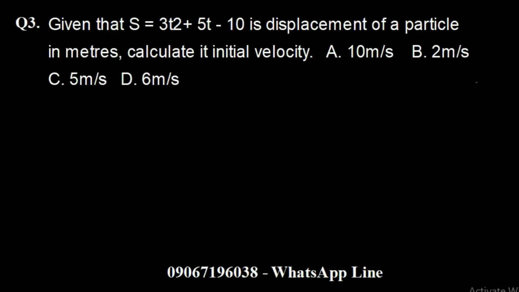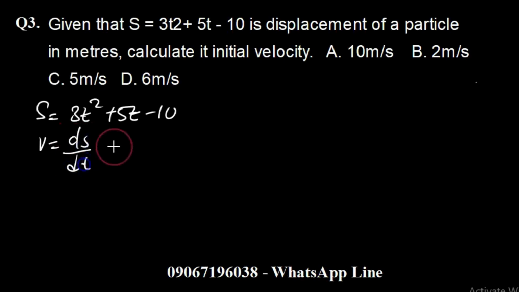Question number 3. Now, we are given that s is equal to 3t squared plus 5t minus 10, and this is the displacement of a particle in meters. Calculate the initial velocity. Now, to get initial velocity, don't forget this equation is the equation of distance. Let's recall that velocity is equal to the derivative ds over dt. So that is how we get the velocity from the equation.